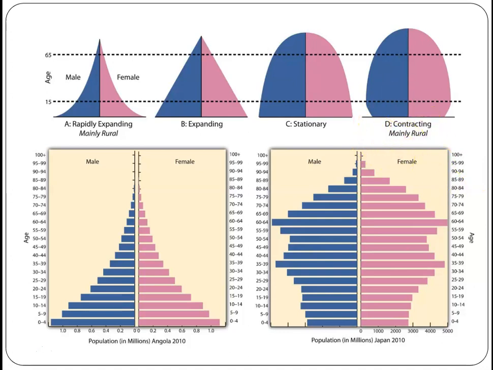And you can compare, again, Angola to Japan, two very different countries, with different types of healthcare systems versus different types of social support systems, different types of governments and economies. And you can see how this impacts the demographics, the population of your entire country.